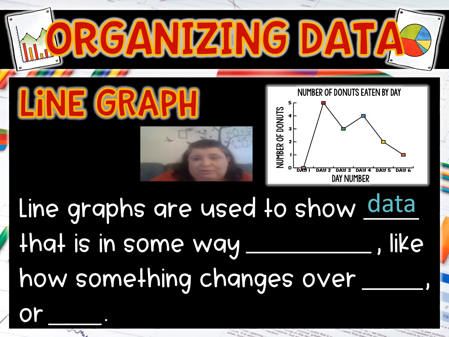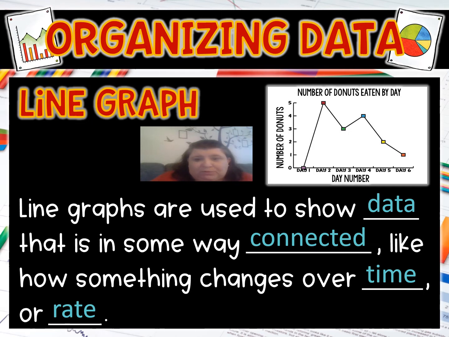A line graph shows data that is in some way connected, like how things change over time or at different rates. So we see over here is day number 1, nobody ate any. Day number 2, you had 5 donuts. Day number 3, you ate 3 donuts. Day number 4, you had 4 donuts. Day number 5, you had 2. And on day number 6, you only had 1.